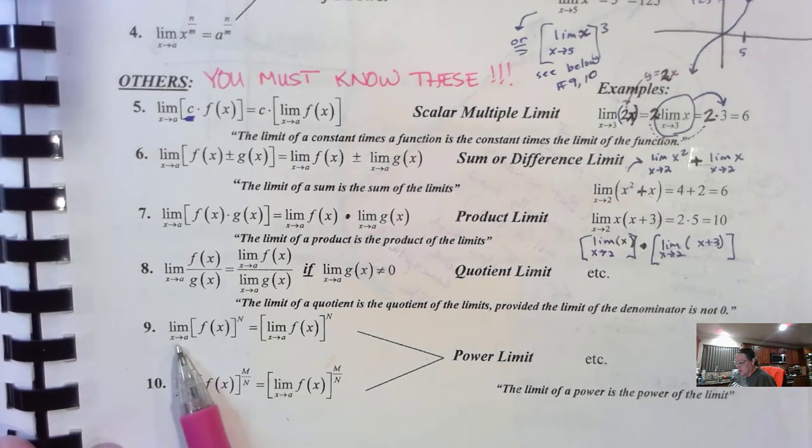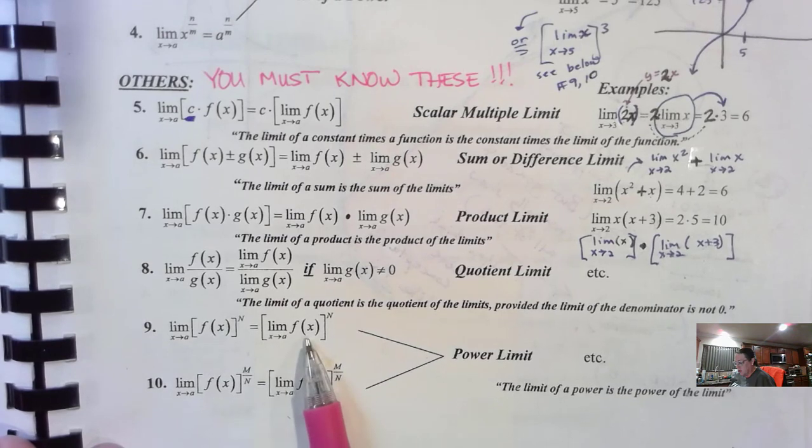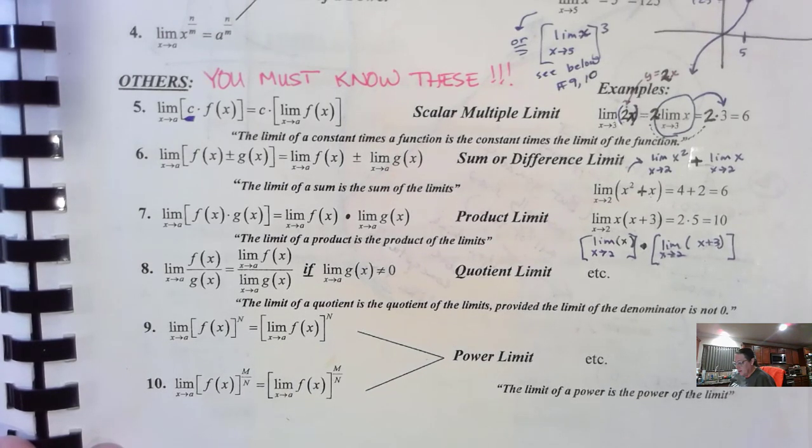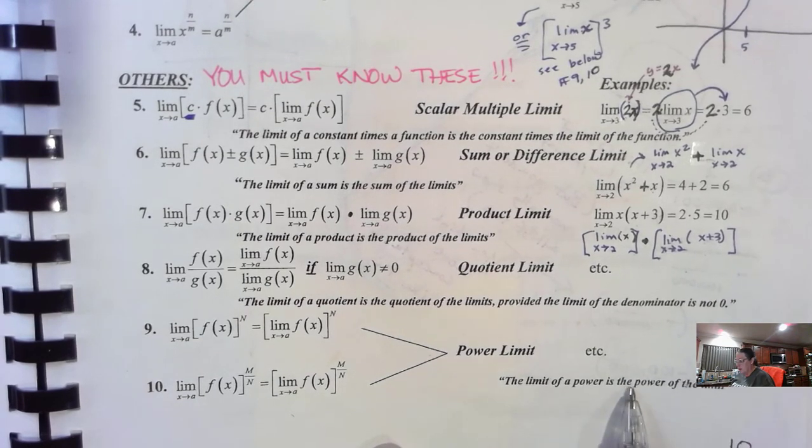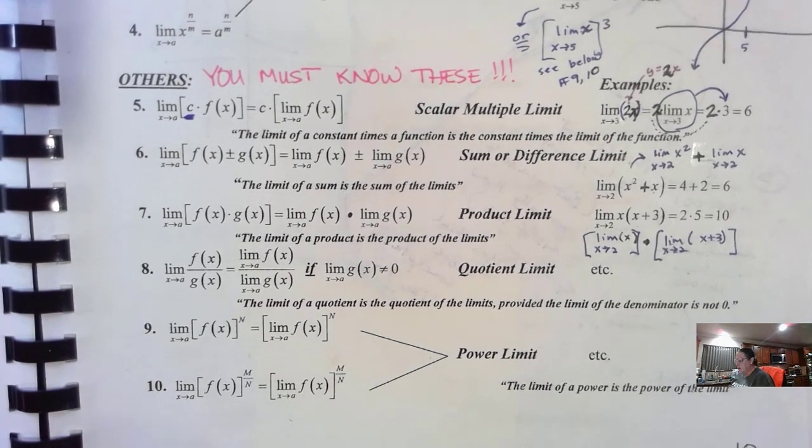And the limit as x goes to a of some function to the nth power is the limit as x goes to a of the function, then raised to the nth power. Same thing happens with fractional exponents. The limit of a power is the power of the limit. Okay? You need to know these well.